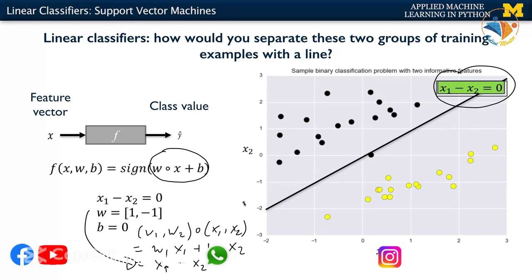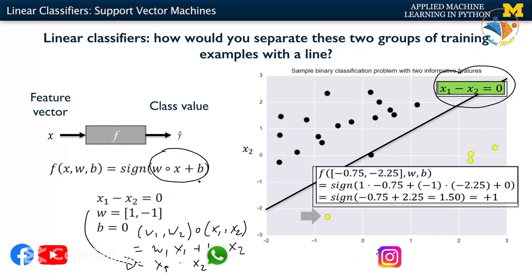So all I've done here is convert the description of this line into a form that can be used as a decision rule for a classifier. It might help to look at a specific point. Suppose we wanted to classify the point here that had coordinates -0.75 and -2.25. So this point right here.